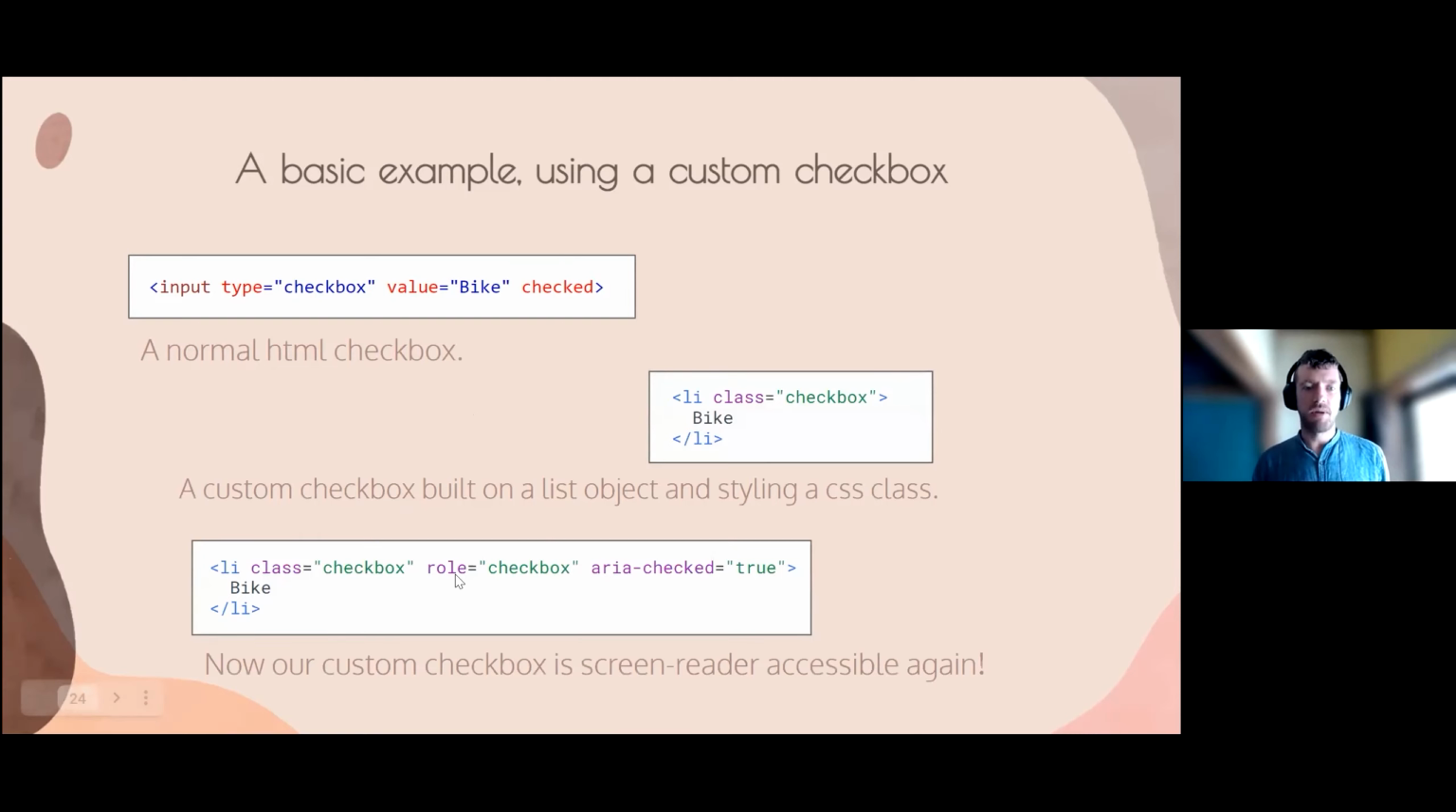We give this custom checkbox a role checkbox. This is an ARIA tag role. So the screen reader knows what it is. And an ARIA checked, set it to true or false. And we can switch that with JavaScript when it's actually switched to true or false. So now you have a stylish looking custom made checkbox that is screen reader accessible again.